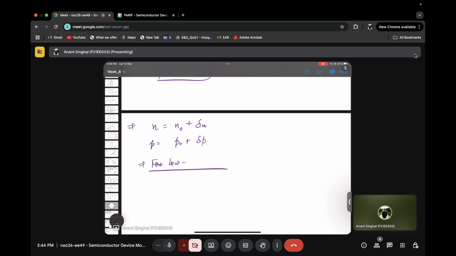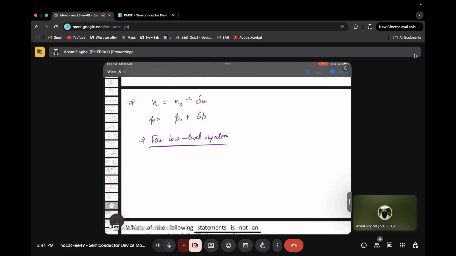First of all, there are two, three phenomena that we need to understand. The first is low level injection. Low level, as the word suggests, means that we inject a very low level of carriers. So for low level injection, delta N or delta P is very, very much less than N naught. That is, the carriers that we are injecting are very few. Similarly, delta N and delta P will also be much less than P naught. So this is N type, because we are now interested more in the minority carriers, and this is P type.